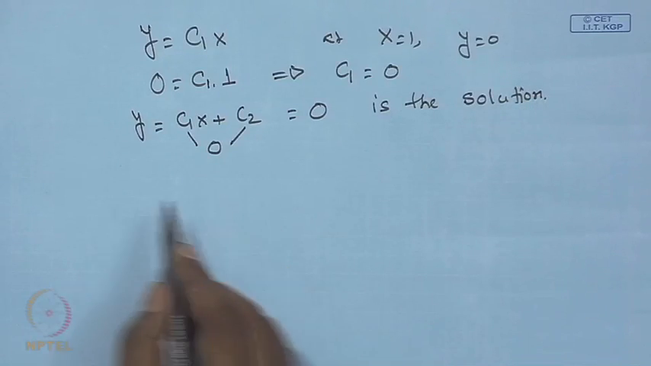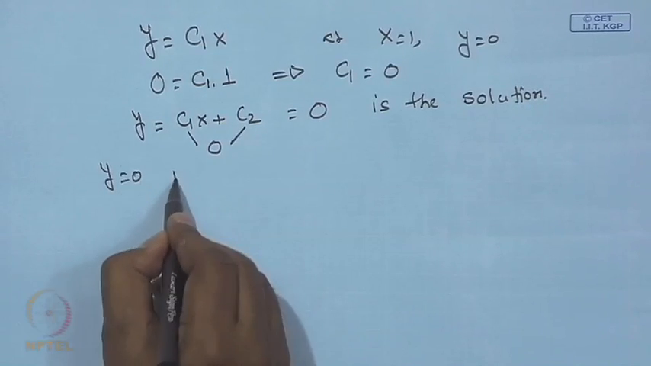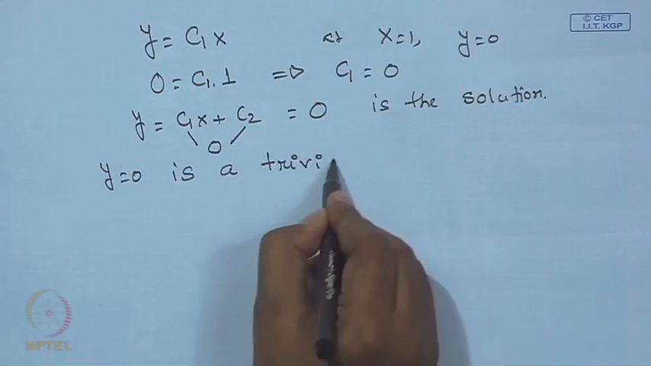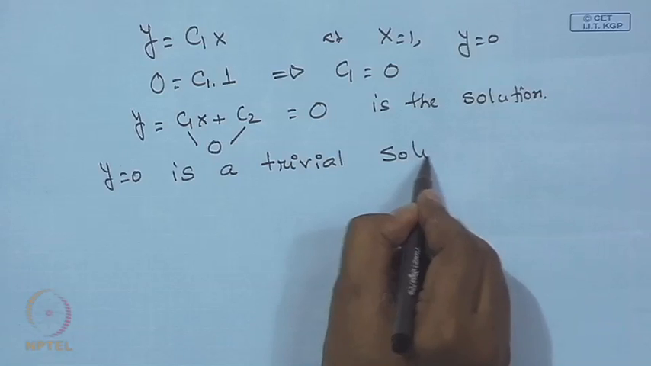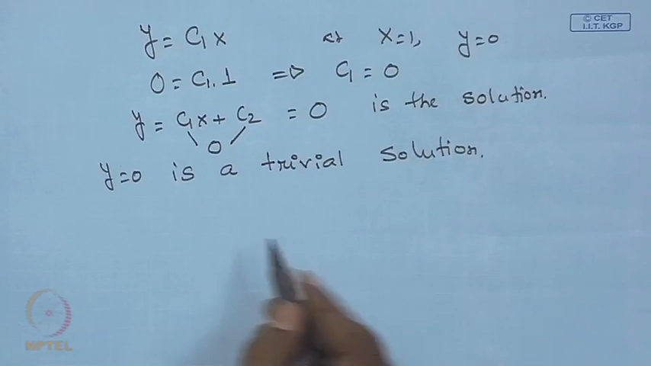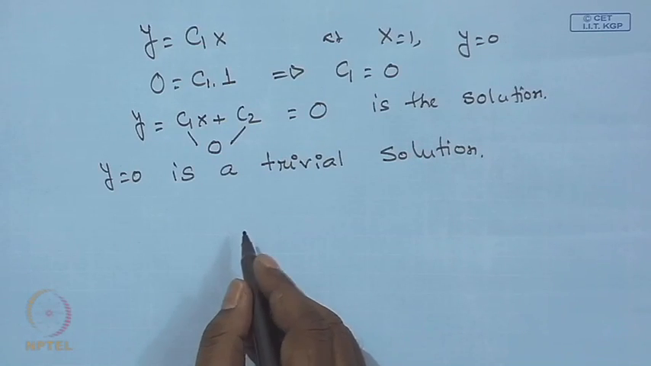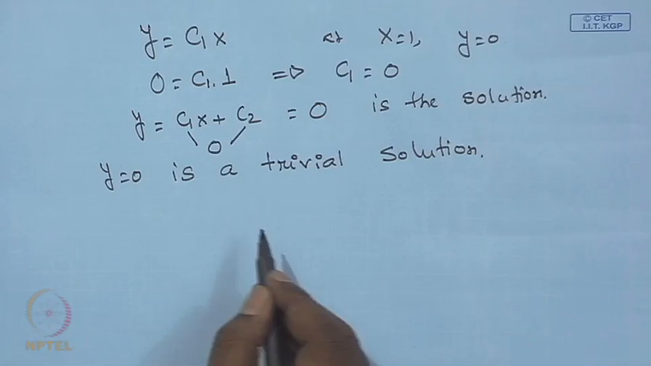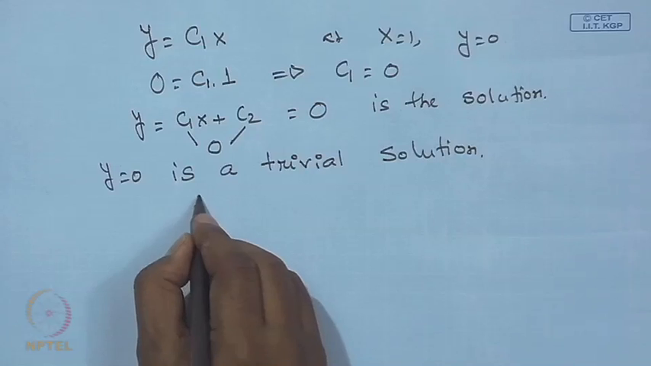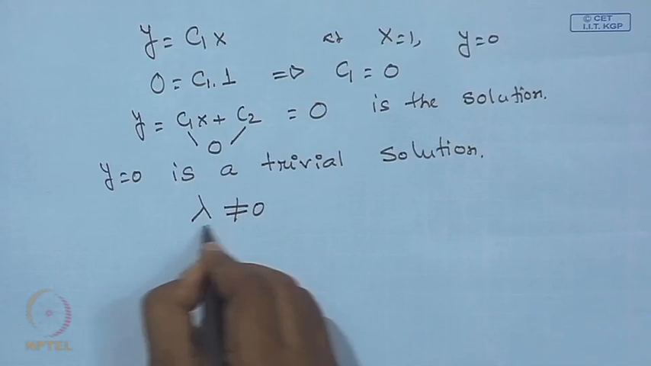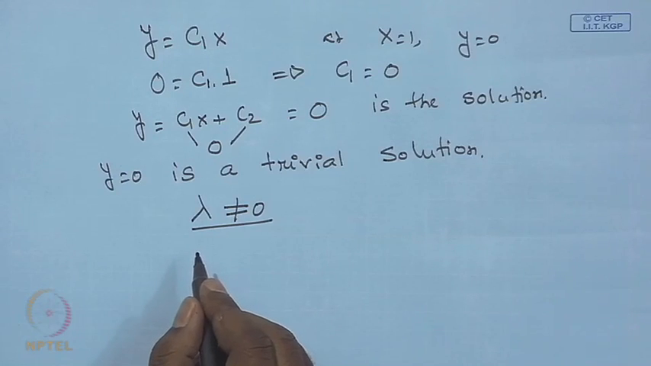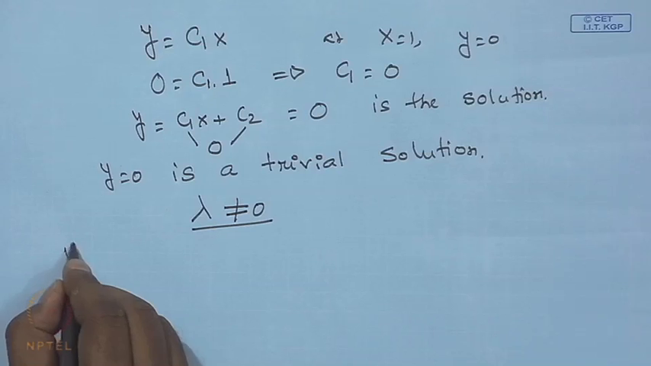But this solution is a trivial solution. We are not looking for a trivial solution, we are looking for a non-trivial solution. So, therefore, lambda cannot be equal to 0. So, lambda equal to 0 is ruled out, and we cannot use that anymore. Let us look into the second option.